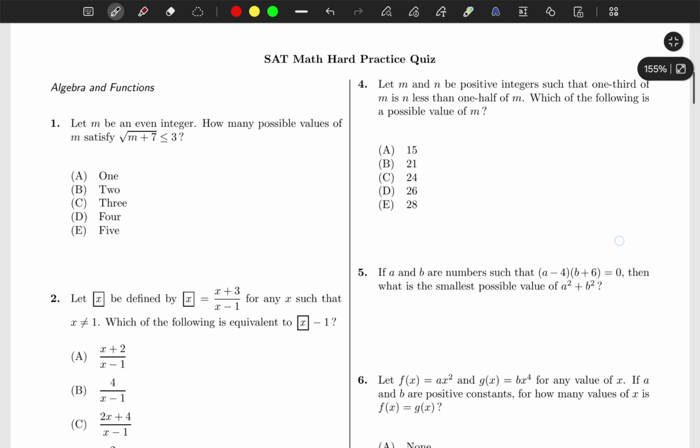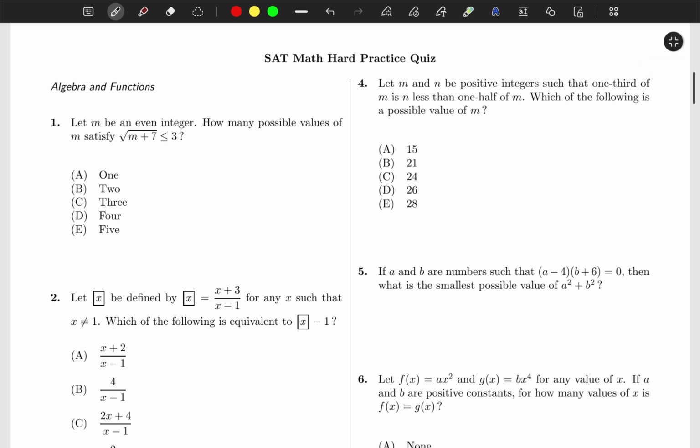I'm doing these hard SAT math questions again. We'll try to do 5 of these today since I did 10 and the video was a bit too long, so we'll go for 5 today. Try to keep that consistent.